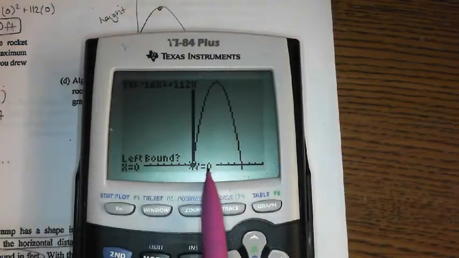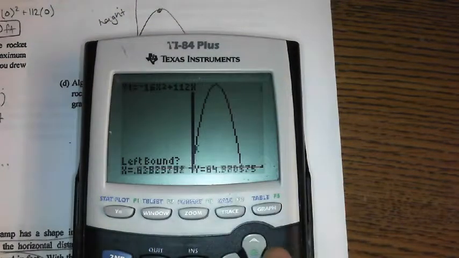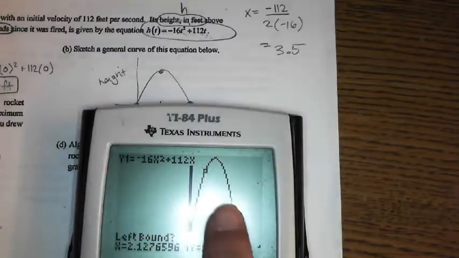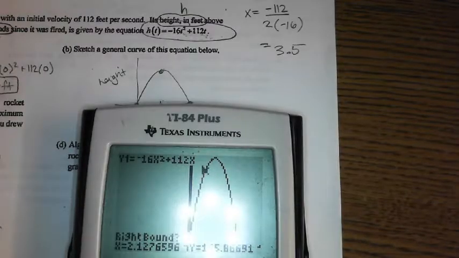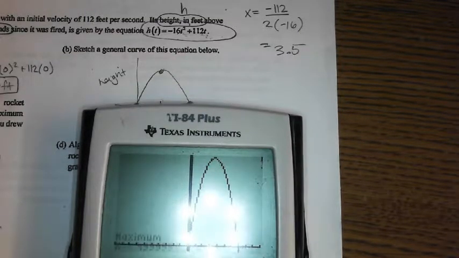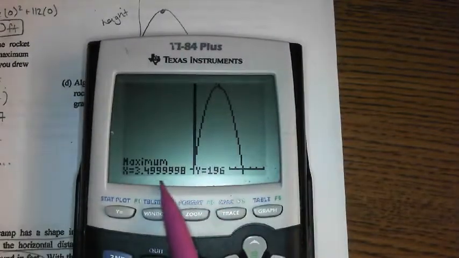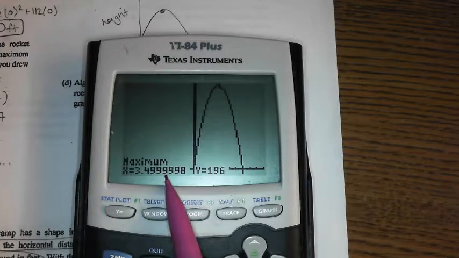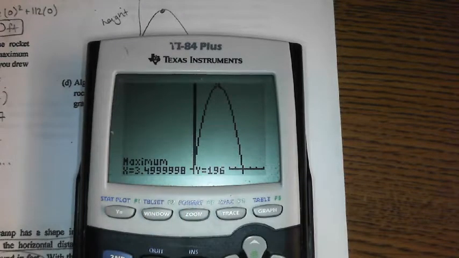Right now my cursor is at 0, 0. I can see it blinking, so I have to scroll right. So my cursor is to the left of the maximum. That looks good. And then it's going to ask for my right bound. Scroll my cursor to the right of the maximum, enter, and you can just hit enter through, and there it's going to give me my vertex. 3.5, right? We can all agree that 3.4999999 is 3.5, and then 196.